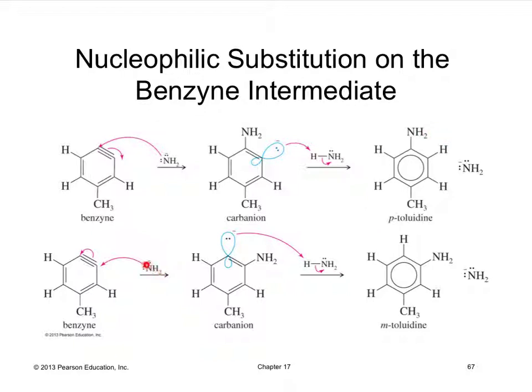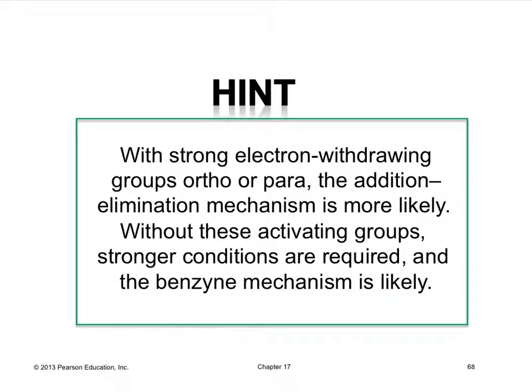You can have then the NH2 come in on the meta carbon. Electrons are pushed over here to this para. This will pluck off a hydrogen, generating this meta benzyne. So an important thing to note is that with strong electron withdrawing groups, ortho or para, the addition-elimination mechanism is more likely. Without these activating groups, stronger conditions are required and the benzyne mechanism is likely.